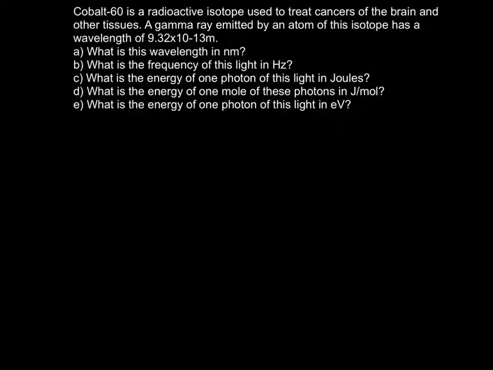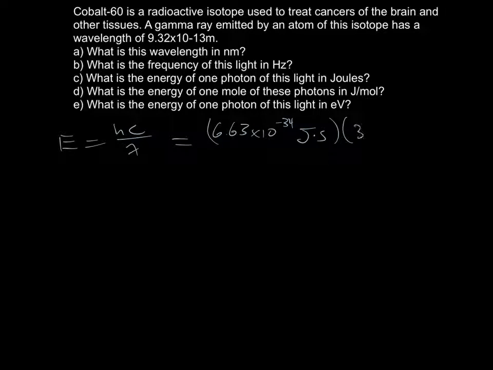Part C asks us about the energy of one photon in joules. So to accomplish this, we can use the equation energy is equal to hc over lambda, where h is Planck's constant, 6.63 times 10 to the negative 34 joules times seconds, and c is the speed of light, which is 3 times 10 to the 8th meters per second. And on the bottom, we have our wavelength.